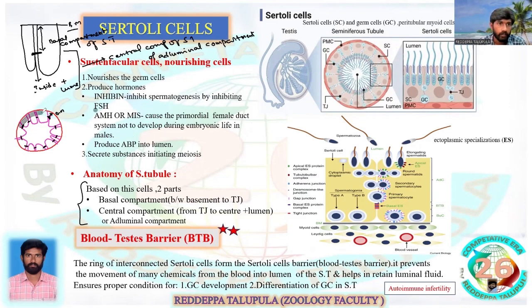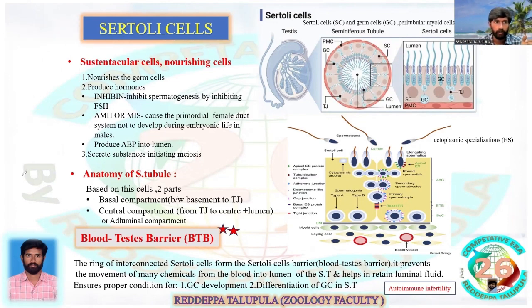See, these are the regions. It is the basal compartment below the tight junction. This region is the adluminal or central compartment. That means, based on this tight junction, the seminiferous tubule is divided into two compartments. One is the basal compartment, between the basement membrane and the tight junction, and another is the central compartment, from the tight junction to the central region plus the lumen. The central compartment is also called the adluminal compartment.